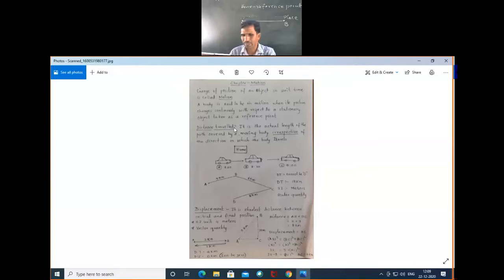So what is the SI unit of the distance traveled? You know it already. Meter. SI unit of distance traveled is meter.